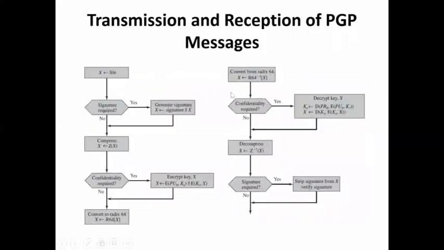Now see the transmission and the reception of the PGP messages. First, whatever the file you want to encrypt, you need to assign to X. Now you're going to pass it here, and it's going to check if any signature is needed. Now you can apply any public key encryption scheme, that is the private key of user A, or else directly you can pass the plain text to here. Now after that, the compression algorithm will compress the data.